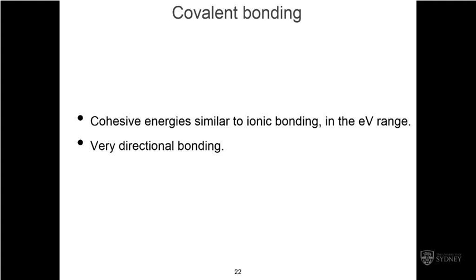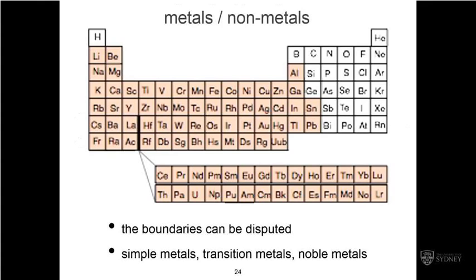Okay, so let's come back now to metallic bonding. You would think it's perhaps the most simple kind of bonding, but it's actually not so simple. This table here is the periodic table, and there are two shaded regions indicated as metals or non-metals. The boundaries can be disputed, depending on how you classify, but roughly these are accepted as being metals and these white ones non-metals.